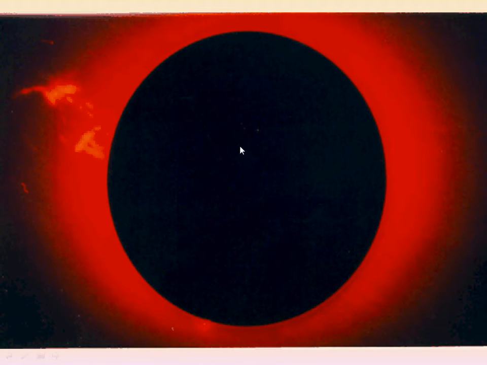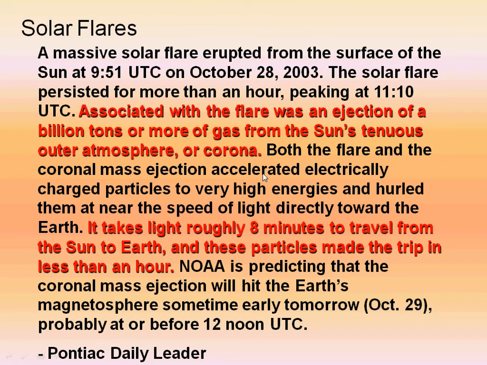I actually copied this. This was in 2003. We had a CME in 2003. What I find extremely interesting is if you look in the red areas, it says associated with the flare was an injection of 1 billion tons or more of gas from the sun's tenuous outer atmosphere, the corona. All right, these guys are talking exactly what we're talking about in a newspaper, and then it goes on. It takes roughly 8 minutes for light to travel from the sun to Earth. These particles made the trip in less than an hour.